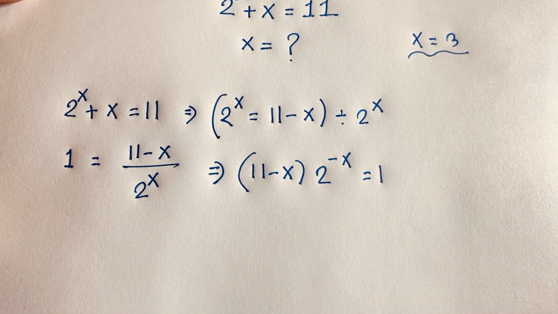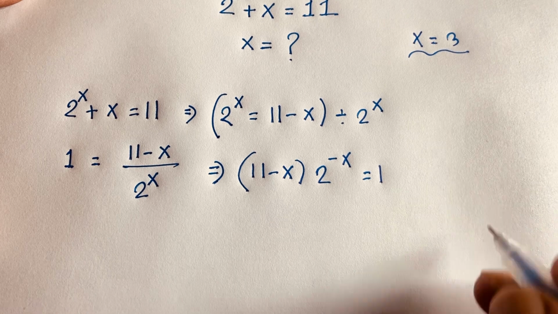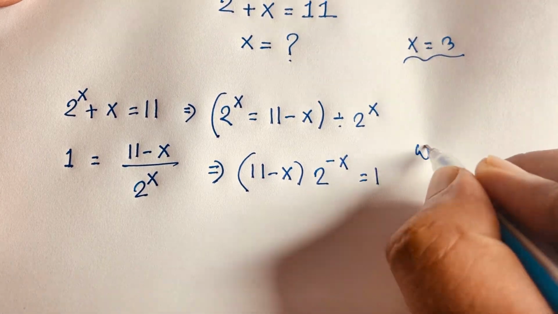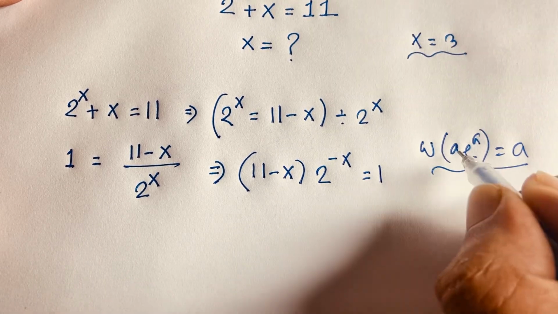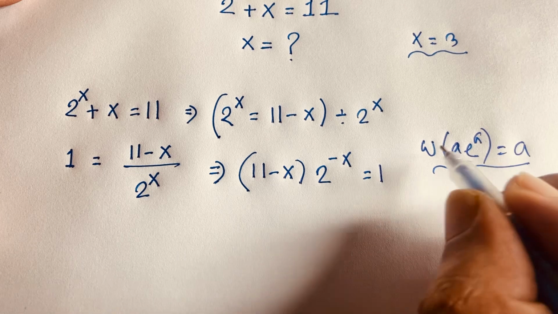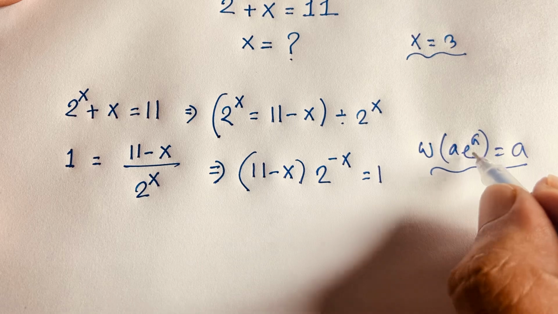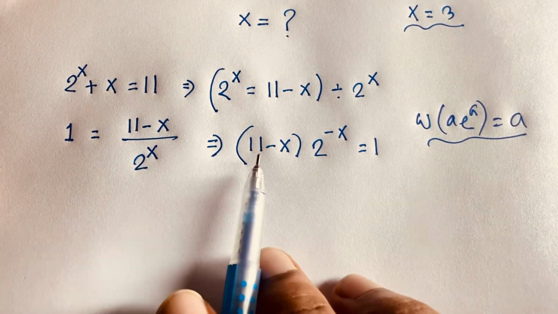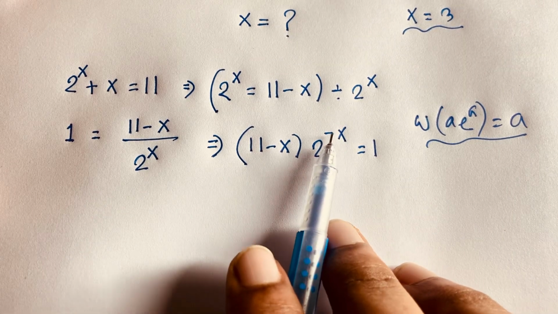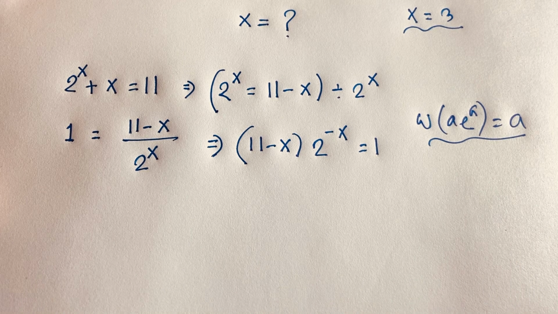Okay, now I multiply both sides by 2 to the power 11, because I use the Lambert W function here. So what is the Lambert W function? For example, Lambert W function of a to the power a is equal to a. Look, a to the power a is equal to a. Lambert W function of p to the power p will be p. Lambert W function of 2 to the power 2 will be 2. So I can say that here is 11 minus x, but minus x, so I need 11 here. Because of that, I multiply both sides by 2 to the power 11.